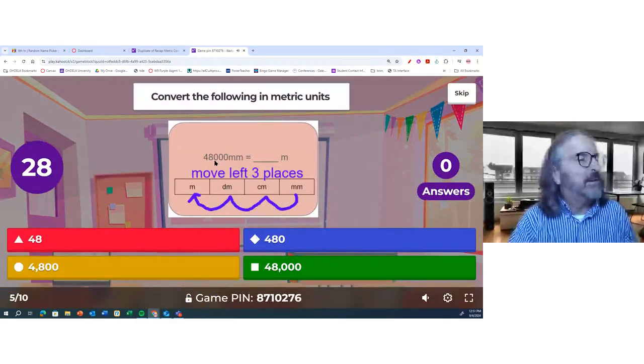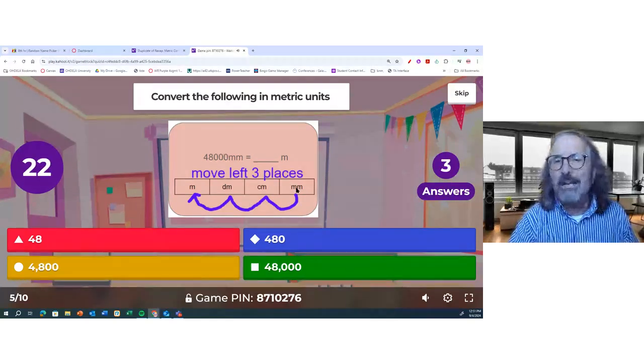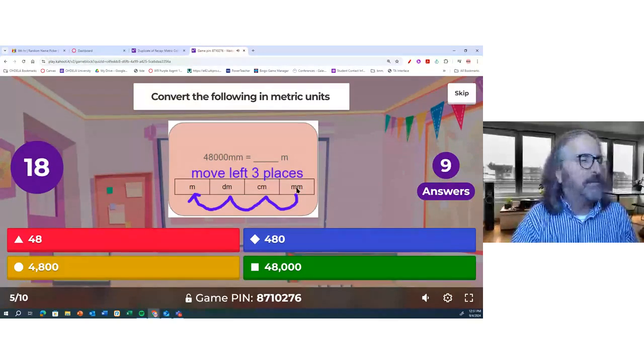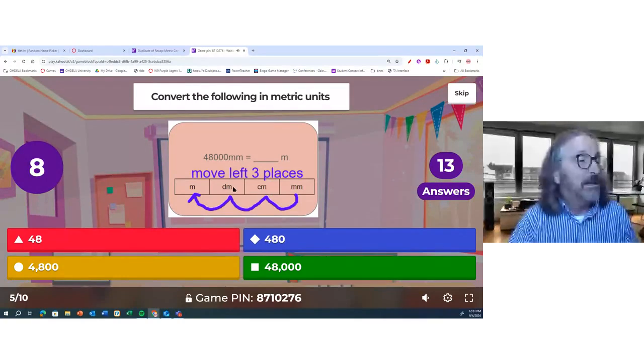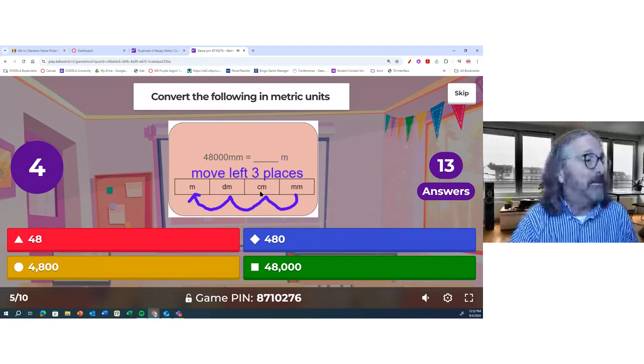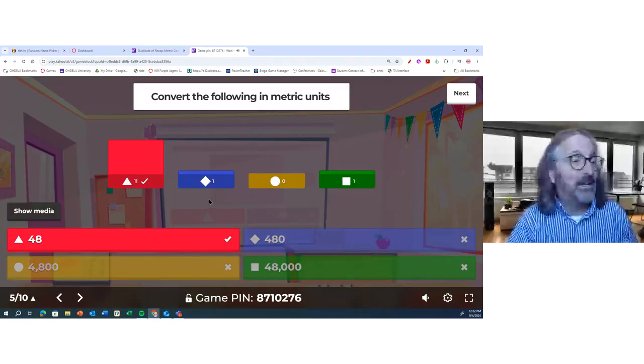All right, 48,000 millimeters to meters, so we've got to move it 3 places to the left because millimeters is really tiny. Millimeters is like a dot if you make a period. That's about a millimeter. Centimeters is about 10 of those dots in a row, and then decimeter, so like centimeter is like a penny, decimeter is a dime, and a meter is $1.